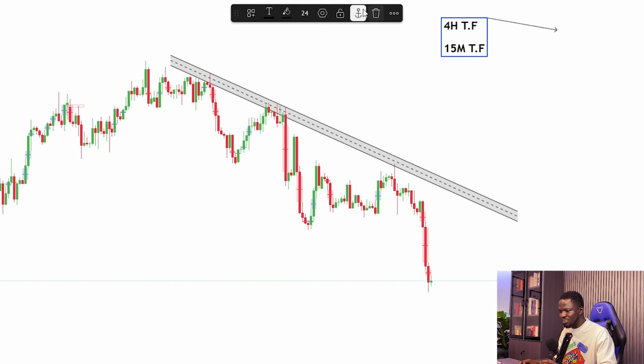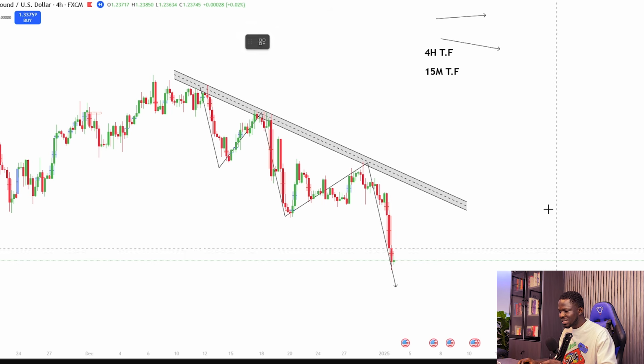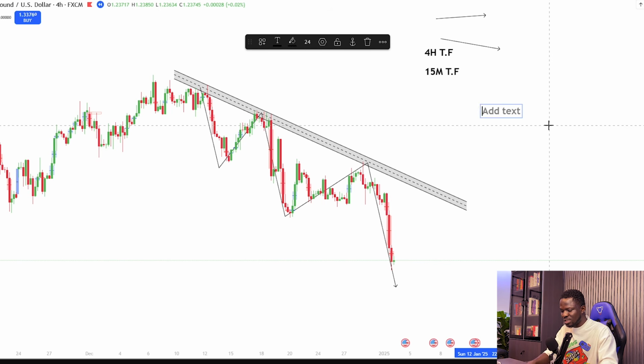If you look at what is happening right now on the 4 hours time frame, you can see that the price action has been trending down by creating this major swing lower low, major swing lower high, then major swing lower low, then major swing lower high, and another major swing lower low. That shows that the overall trend on the 4 hours time frame is bearish.